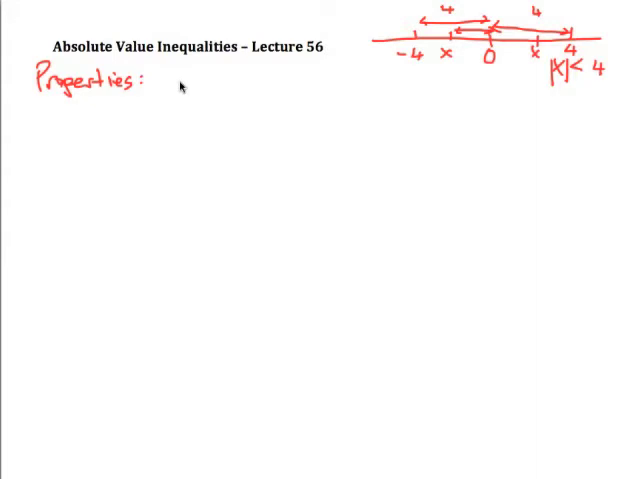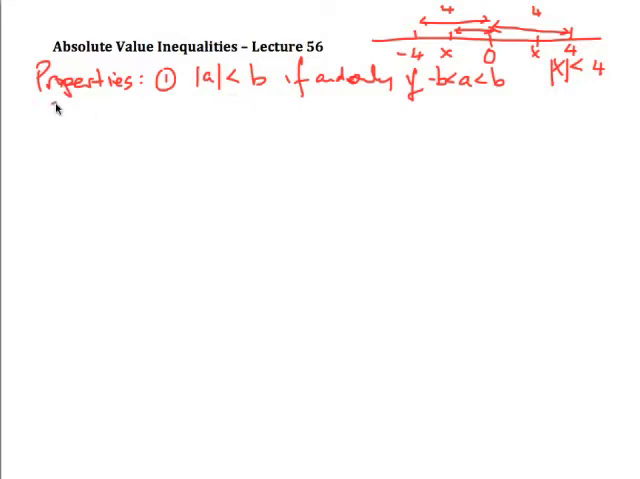Now the first property has to do with the fact that if the absolute value of A is less than some number B, this is true if and only if A is less than B but greater than negative B. And of course we could have less than or equal to here as well.